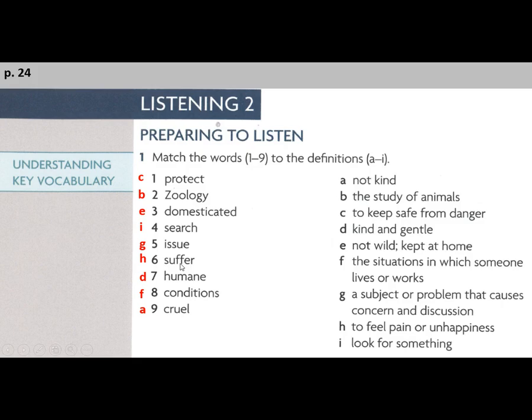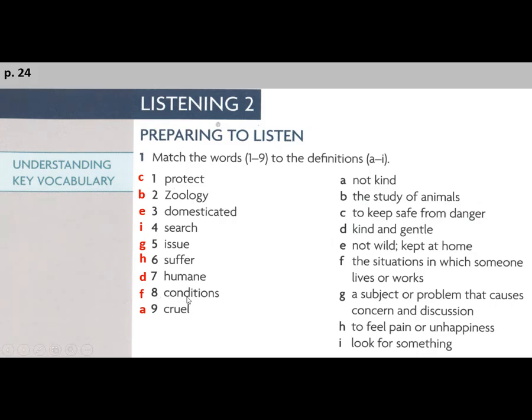Number 6 is suffer. And it means to feel pain or unhappiness. For example, these days, again, a lot of people suffer from COVID-19, the new coronavirus disease. So they feel pain and they are unhappy about it. Number 7 is humane, which means kind and gentle. If you are humane to animals, it means you are kind and gentle to animals.